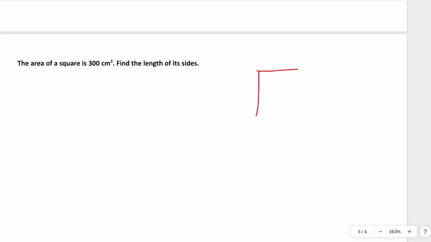So if we have a square and the area of the square is 300 square centimeters, the question is, what are the lengths of the sides? Now on a square, you do have to know that all the sides are the same. So we'll just call that side length x. You also need to know the area of a rectangle is base times height, or in this case, just x times x. So we have x times x, which is x squared, equals 300.